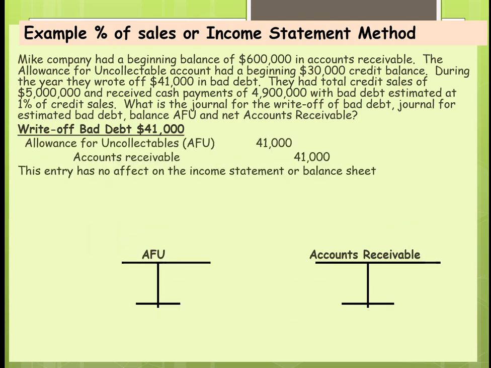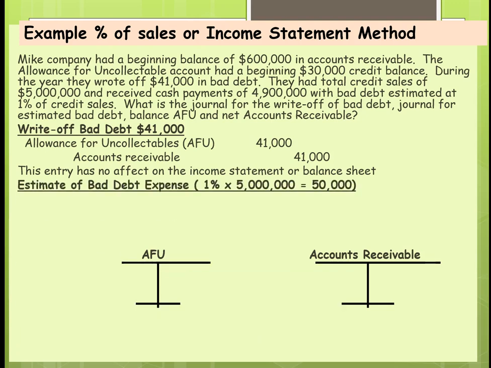It's going to be allowance for uncollectibles, accounts receivable. When you actually write off bad debt and you use the allowance method, it has no effect on the income statement or the balance sheet because allowance for uncollectibles and accounts receivable are both balance sheet accounts.